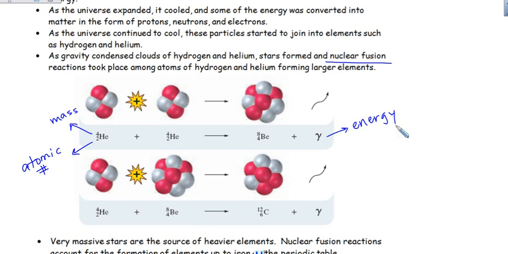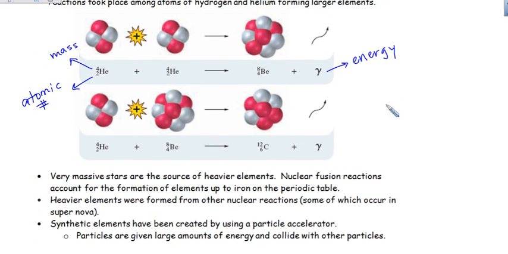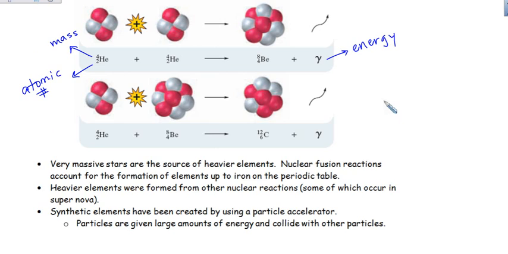And then down on the bottom, helium had 2 protons, beryllium had 4. Carbon has 6 protons. On the periodic table, element number 6 is carbon. And so on. These little nuclear fusion reactions are responsible for a lot of the smaller elements, up to iron. Nuclear fusion reactions in the sun and the stars are responsible for a lot of elements up through iron on the periodic table.